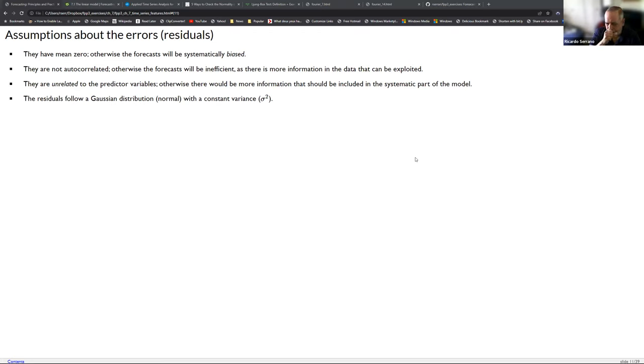And then, those residuals are going to follow a Gaussian distribution, normality, with a constant variance. Those are the assumptions.